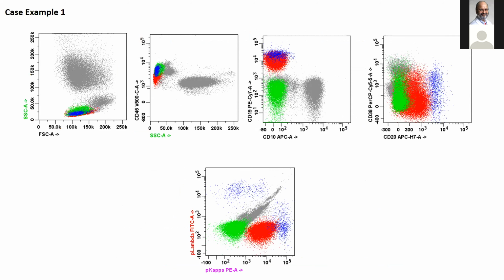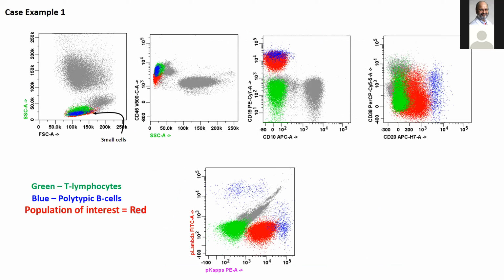Okay, so we're just going to go over some examples now. So here's some plots here, and the green is going to represent T lymphocytes. The blue is going to represent polytypic B cells, and the red is our population of interest. So again, we're going to start off on the physical parameters. So I'm going to look at my forward scatter, and I see that my red population sits at the same level of forward scatter as my polytypic B cells and T cells. So these must be small cells.